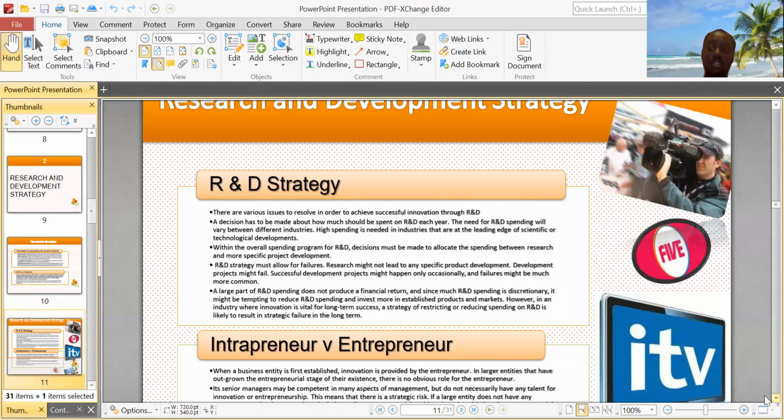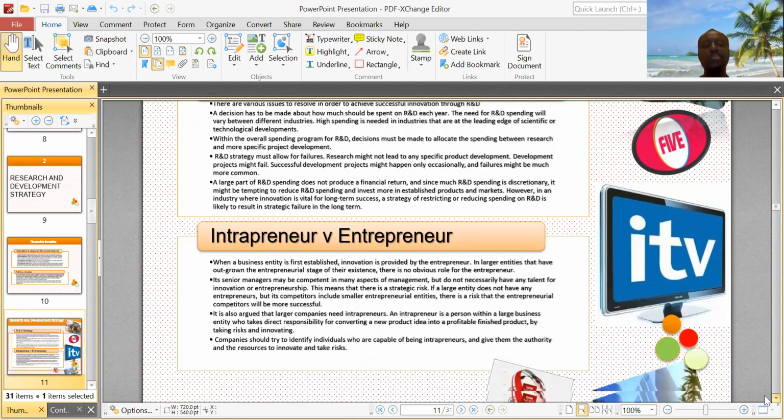However, in industries that are more reliant on innovation, you need to have research and development. It's core to their strategic objectives.